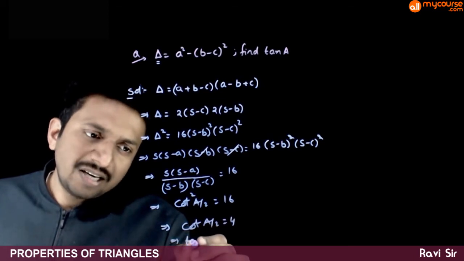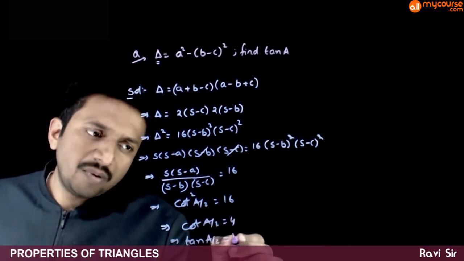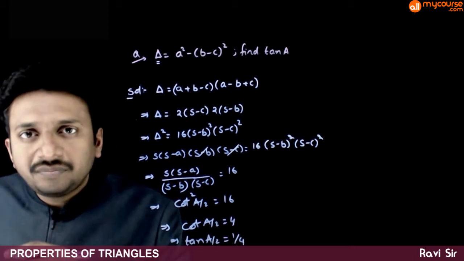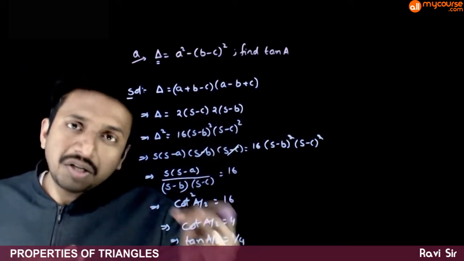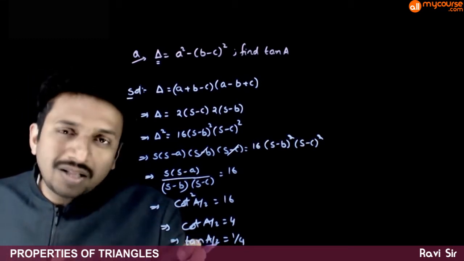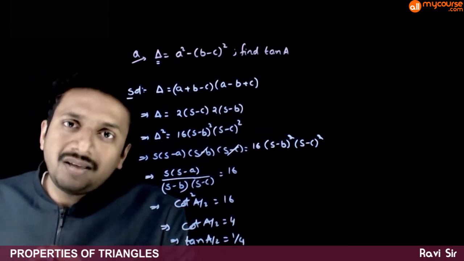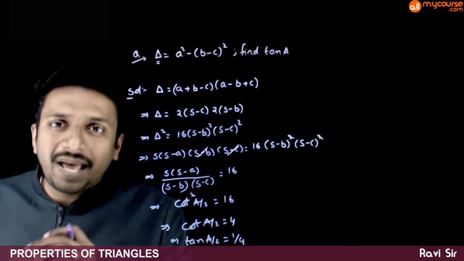This implies tan A by 2 is equal to 1 by 4. So you want the value of tan A. From this information, you got the value of tan A by 2. So once you know this, can you find the value of tan A? Yes, using the multiple angle formulas.